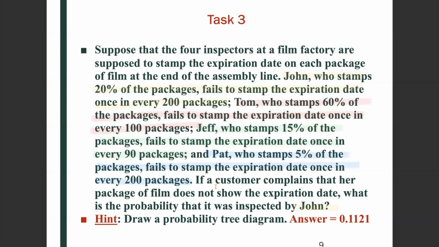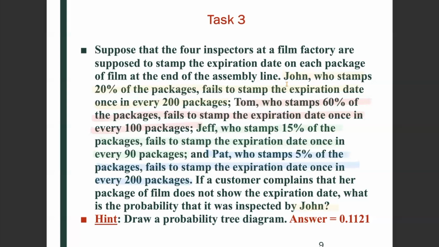If a customer complains that her package of film does not show the expiration date, what is the probability that it was inspected by John? So, and here's a hint, is to draw a probability tree diagram. And so first, as a little tip, I like color coding so that I can tell what information pertains to each person.